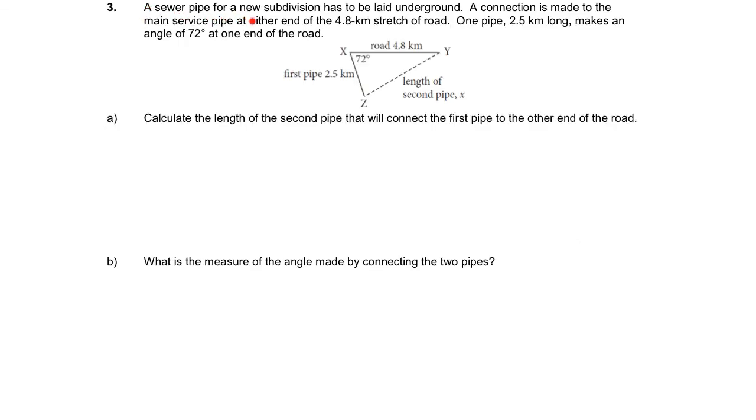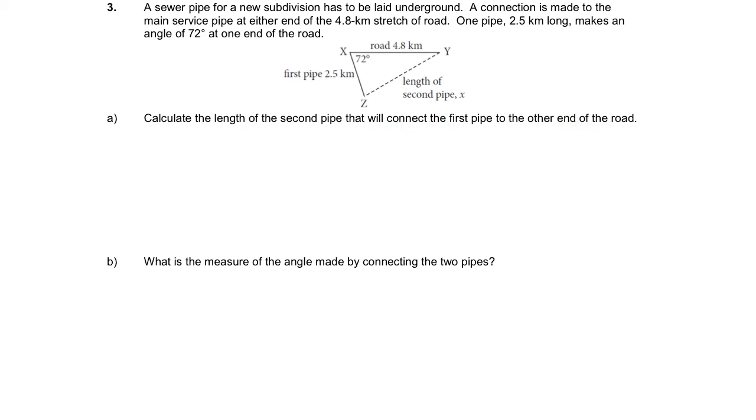A sewer pipe for a new subdivision has to be laid underground. A connection is made to the main service pipe at either end of the 4.8 kilometer stretch of road. One pipe, 2.5 kilometers long, makes an angle of 72 degrees at one end of the road. So here we have a diagram to represent that. Calculate the length of the second pipe that will connect the first pipe to the other end of the road.